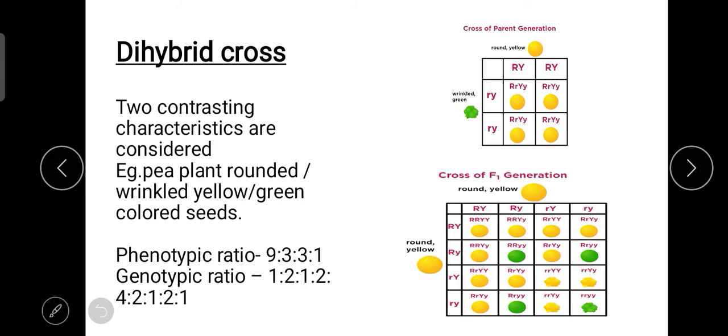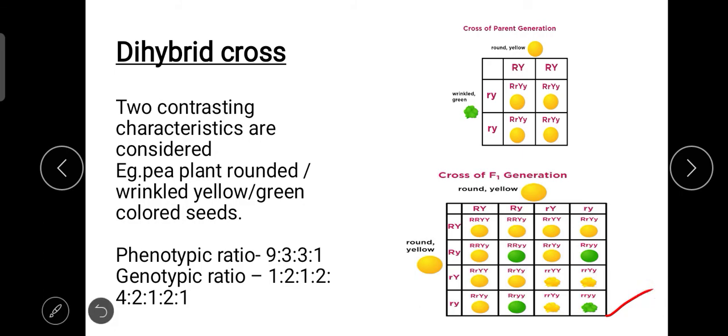So when you take the phenotypic ratio, we get round yellow seeds, wrinkled yellow seeds, round green seeds and wrinkled green seeds. When you go with the phenotypic ratio, we got 9:3:3:1. So 9 represents round yellow, wrinkled yellow is 3, round green is 3 and wrinkled green is 1. You can see here in the picture.